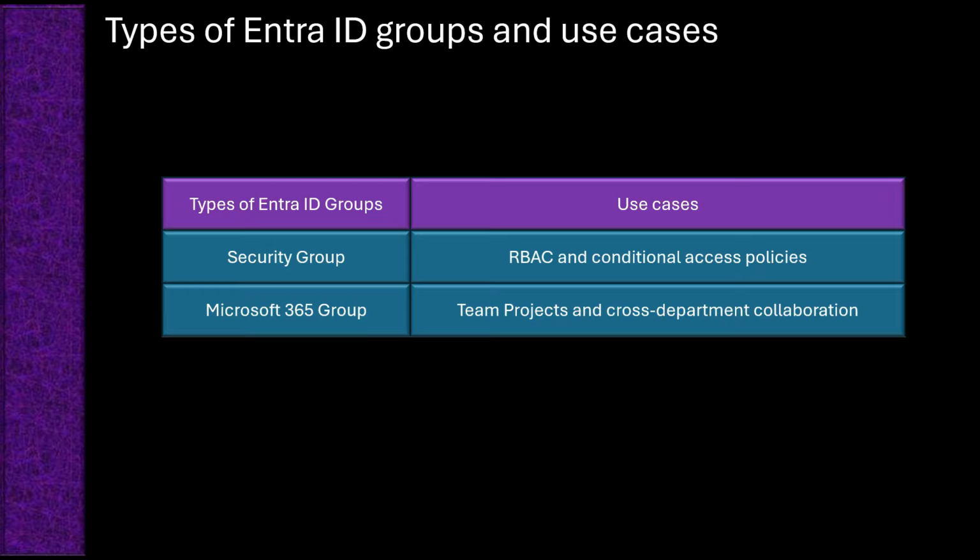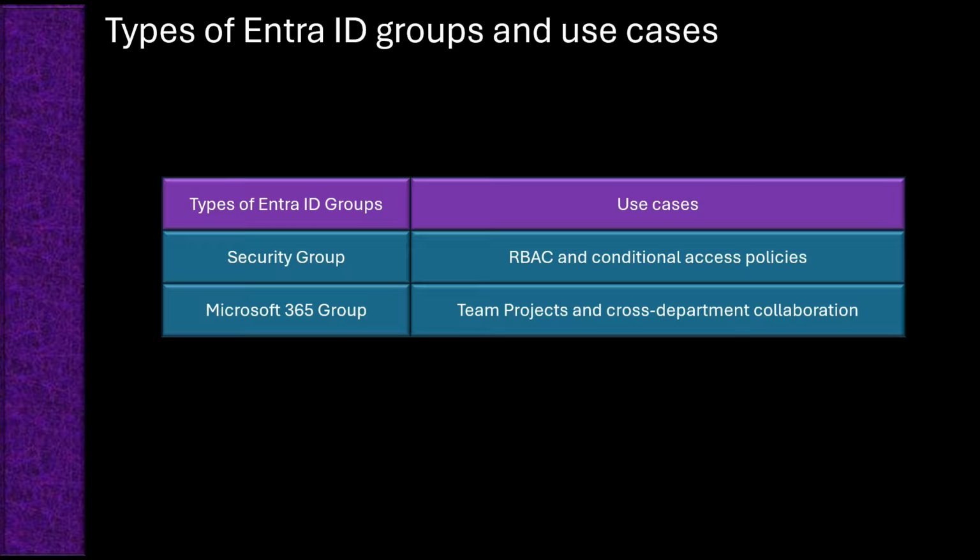Security groups are focused on managing access and permissions, while Microsoft 365 groups are built around collaboration and communication. Microsoft 365 groups come with built-in tools like shared mailboxes, calendar, and more, which security groups do not have. Microsoft 365 groups are deeply integrated with the Microsoft 365 ecosystem and make them ideal for collaborative work environments.